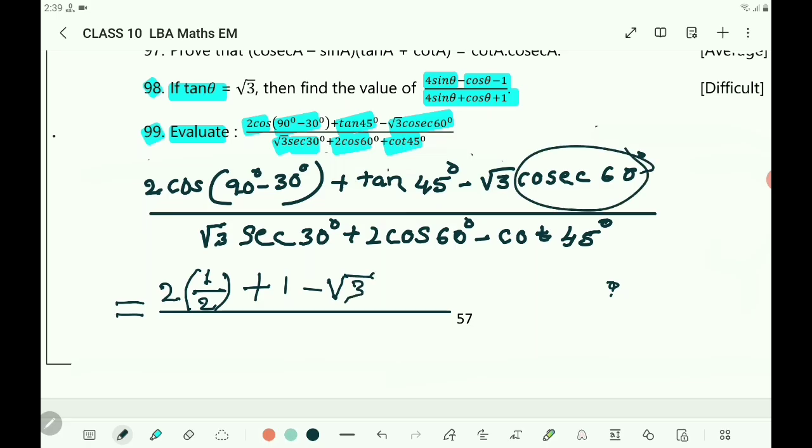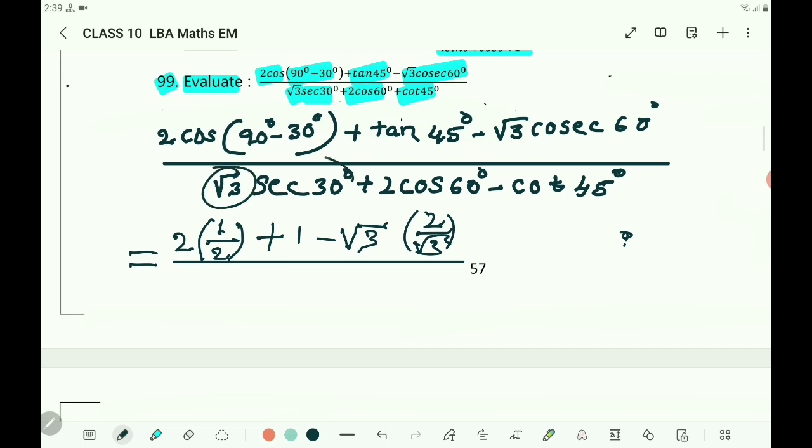Cosec 60 degree. Sin 60 is root 3 by 2. Cosec 60 is 2 by root 3. Right? 2 by root 3. Cosec 60 is 2 by root 3. Then root 3 into secant 30 degree. Write root 3 as it is. Secant 30. Cos 30 is root 3 by 2. Secant 30 is 2 by root 3.